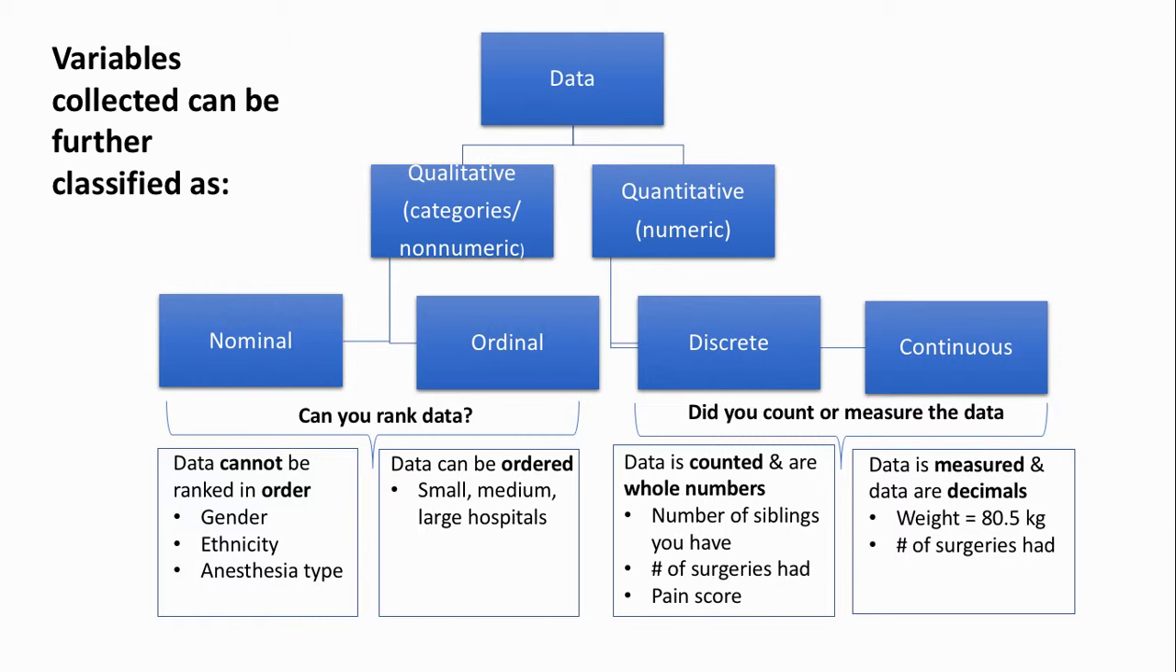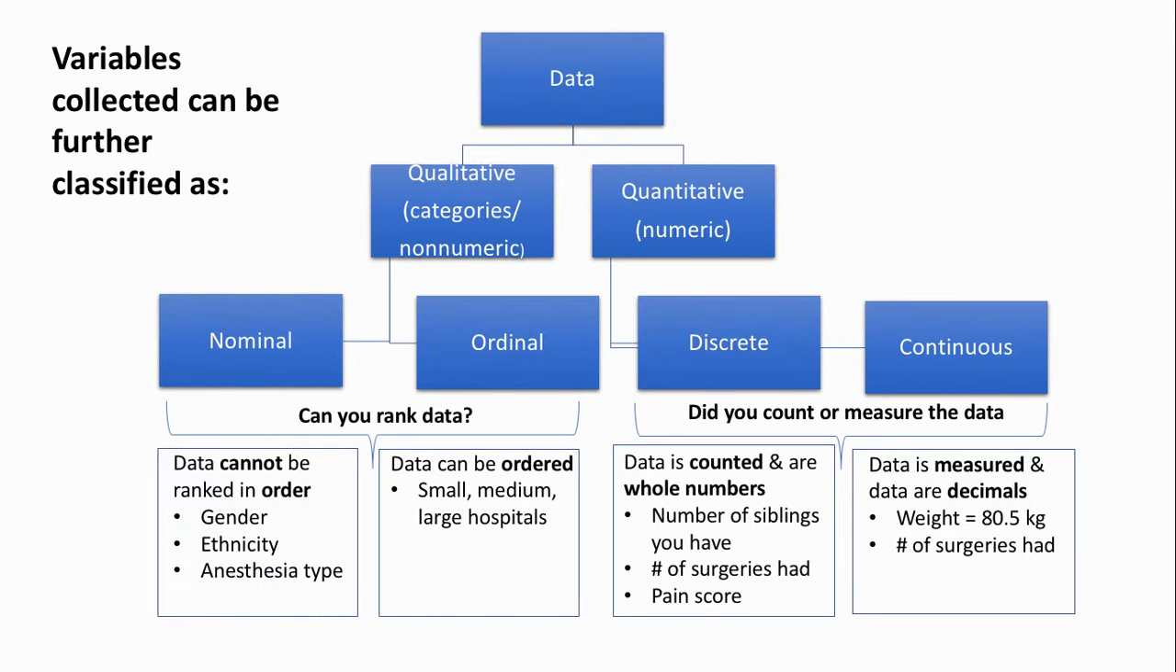Quantitative is where it has some sort of numeric value to it. Did you count or measure the data? And these can be broken down into discrete or continuous. Discrete data is data that is counted and has whole numbers. For example, number of siblings. You can't have 1.5 siblings. Number of surgeries that a patient had. A pain score would be a discrete variable.